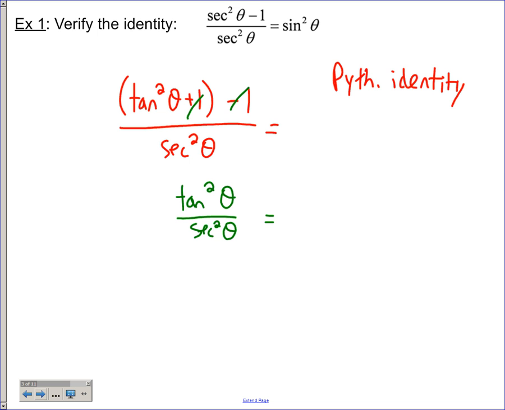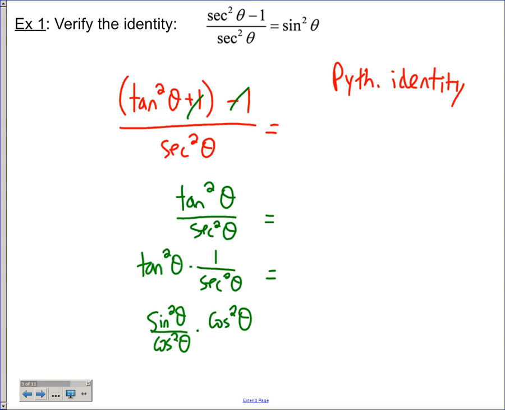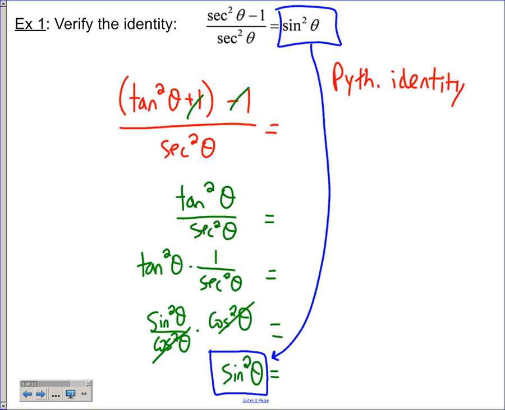And here we're going to split up tangent squared theta times 1 over secant squared theta. We'll apply our quotient identity, sine squared theta over cosine squared theta, which is tangent squared. And then that's multiplied by cosine squared theta, because that's the reciprocal identity. We cancel our cosine squareds, and we get sine squared theta. All right, so you can see our left-hand side is now equal to what we started with on the right-hand side. Therefore, we verified our identity.